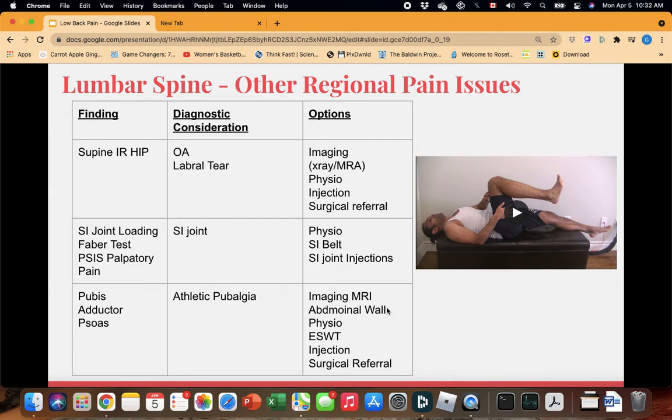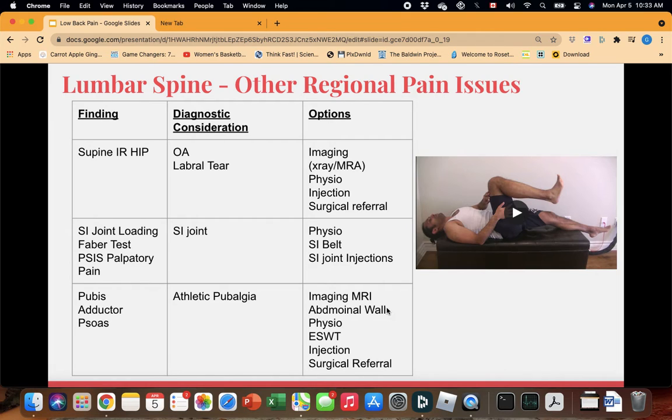And so basically, I want to look for internal rotation, especially when I'm examining the hip, to see whether or not there could be something going on inside the joint, such as arthritis or labral tear, depending on the clinical situation. I want to do my SI joint test to see whether or not that could potentially be another cause of pain, as well as a place that I could potentially intervene with injections.